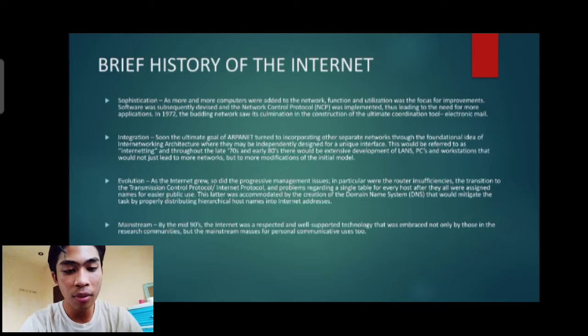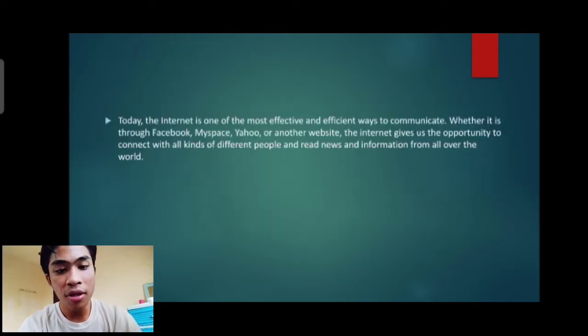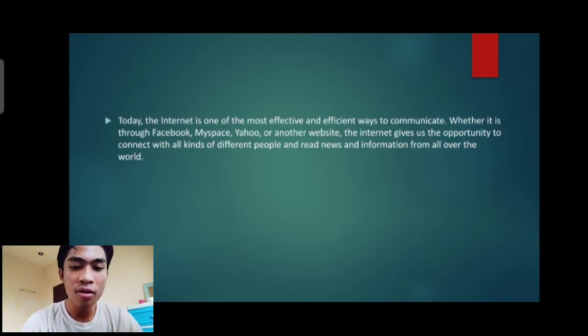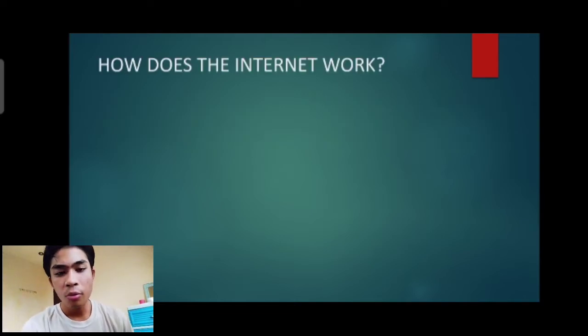By the mid 90s, the internet was a respected and well-supported technology that was embraced not only by those in the research communities but by the mainstream masses for personal communicative uses too. Today, the internet is one of the most effective and efficient ways to communicate. Whether it is through Facebook, MySpace, Yahoo, or another website, the internet gives us the opportunity to connect with all kinds of different people and with news and information from all over the world. With that in mind, we might ask, how does the internet work?